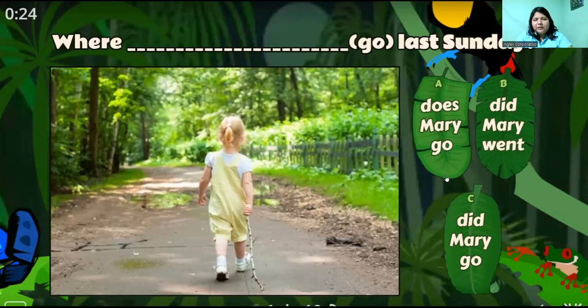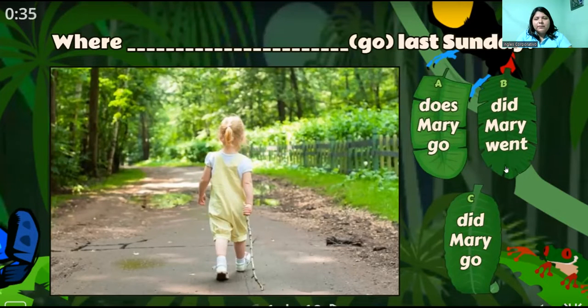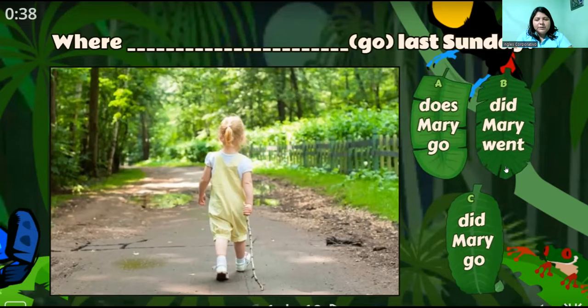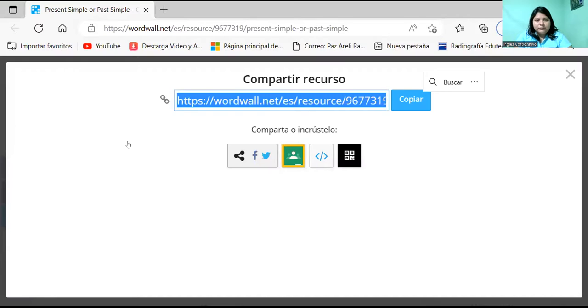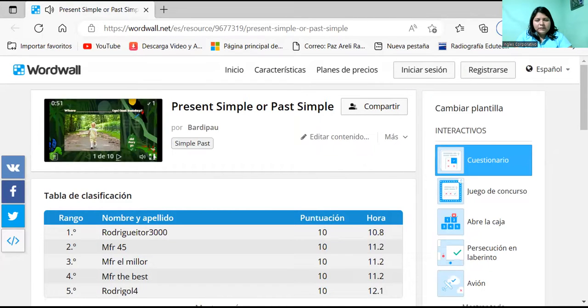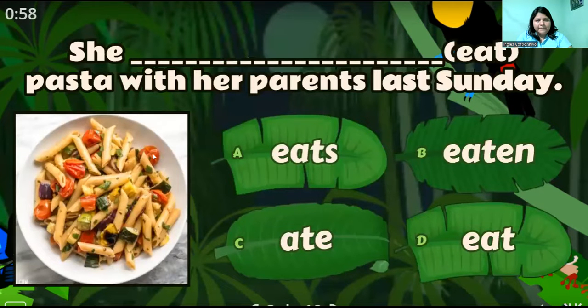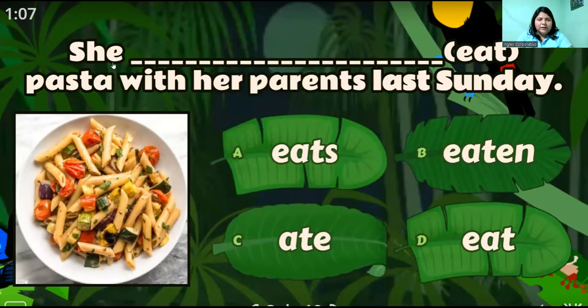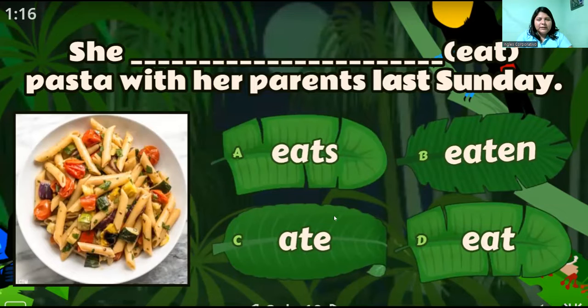You have to select if it's simple present or simple past. Example: where does Mary go last Sunday, or where did Mary went last Sunday, or option C, where did Mary go last Sunday? If you want, you can do it on your own. Okay, what do you think about the first one? Anybody, volunteer, who wants to read the full sentence? So what do you think is the best choice for this sentence? She eats, she eat him, she ate, or she eat pasta with her parents last Sunday. So what's the correct verb?